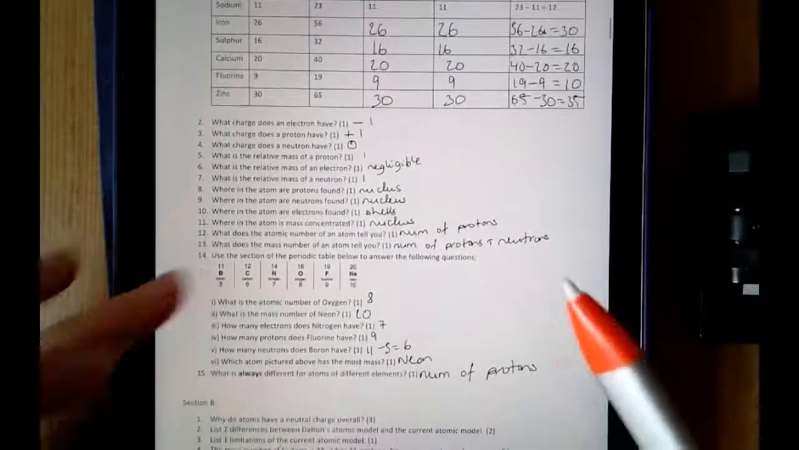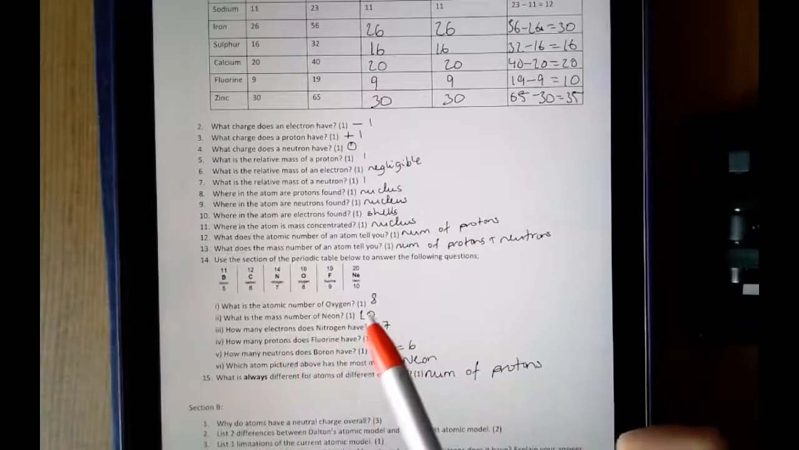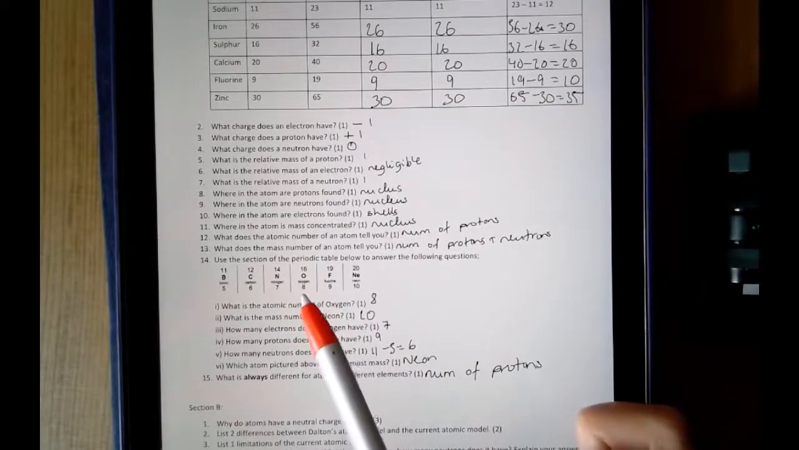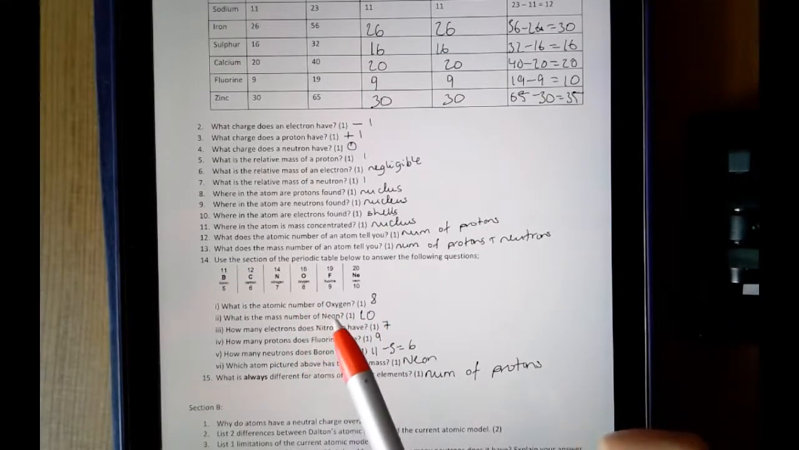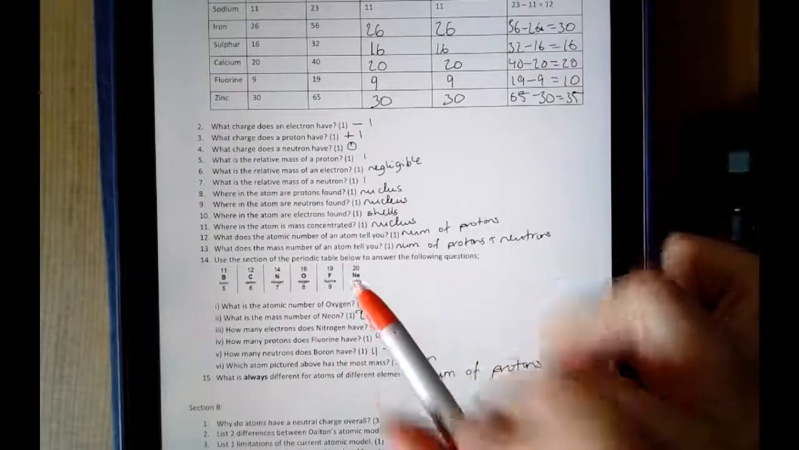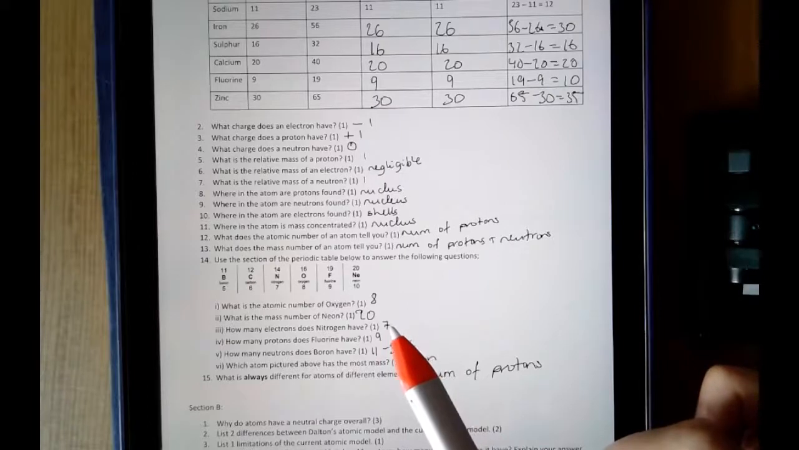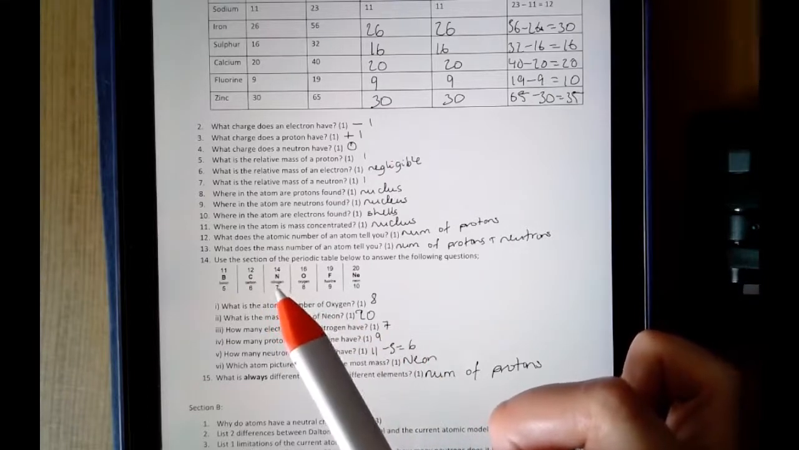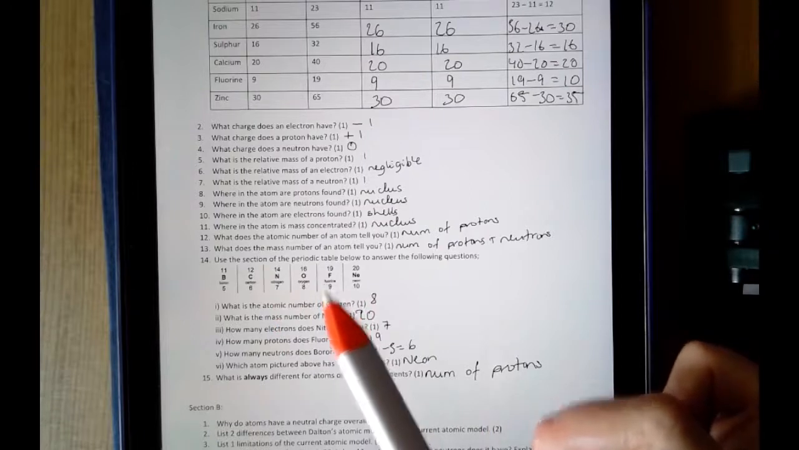I'll just go through 14. The atomic number of oxygen, the atomic number is always a small number, so that's going to be 8. The mass number of neon, the mass number is the big number, so that's a 20. How many electrons does nitrogen have? You use the small number for electrons, so that's going to be 7. The protons in fluorine, you use the small number, that's going to be 9.